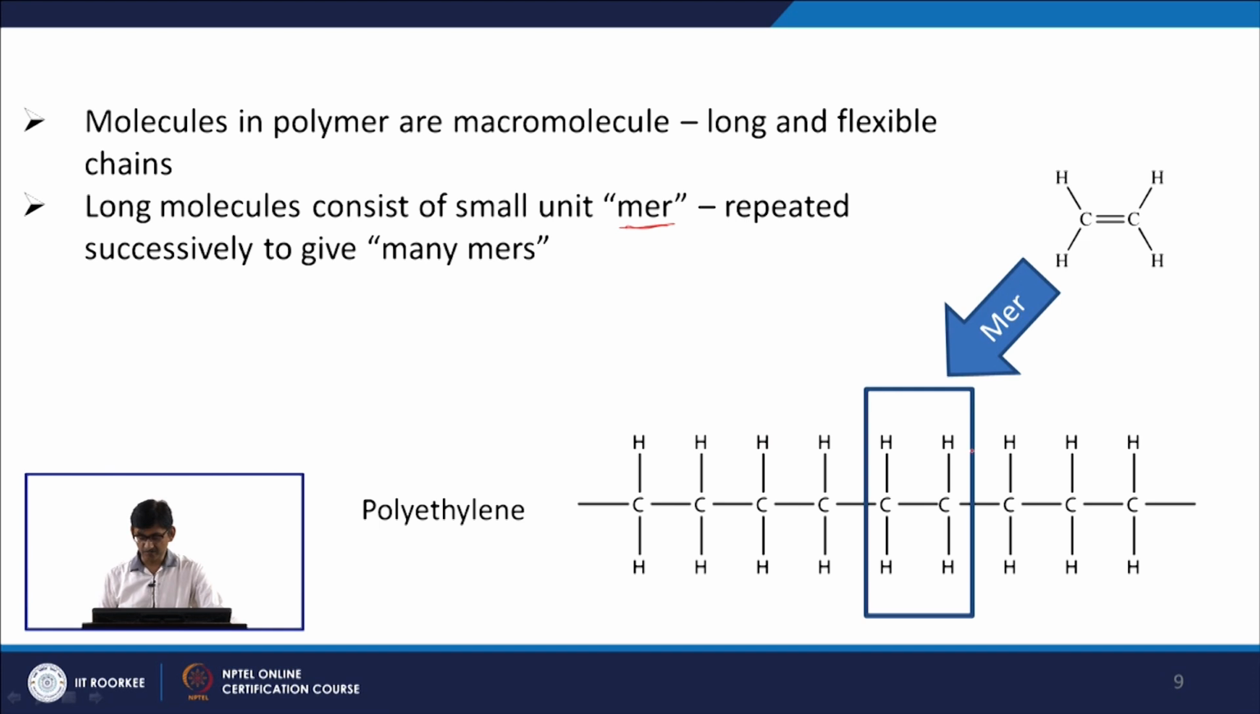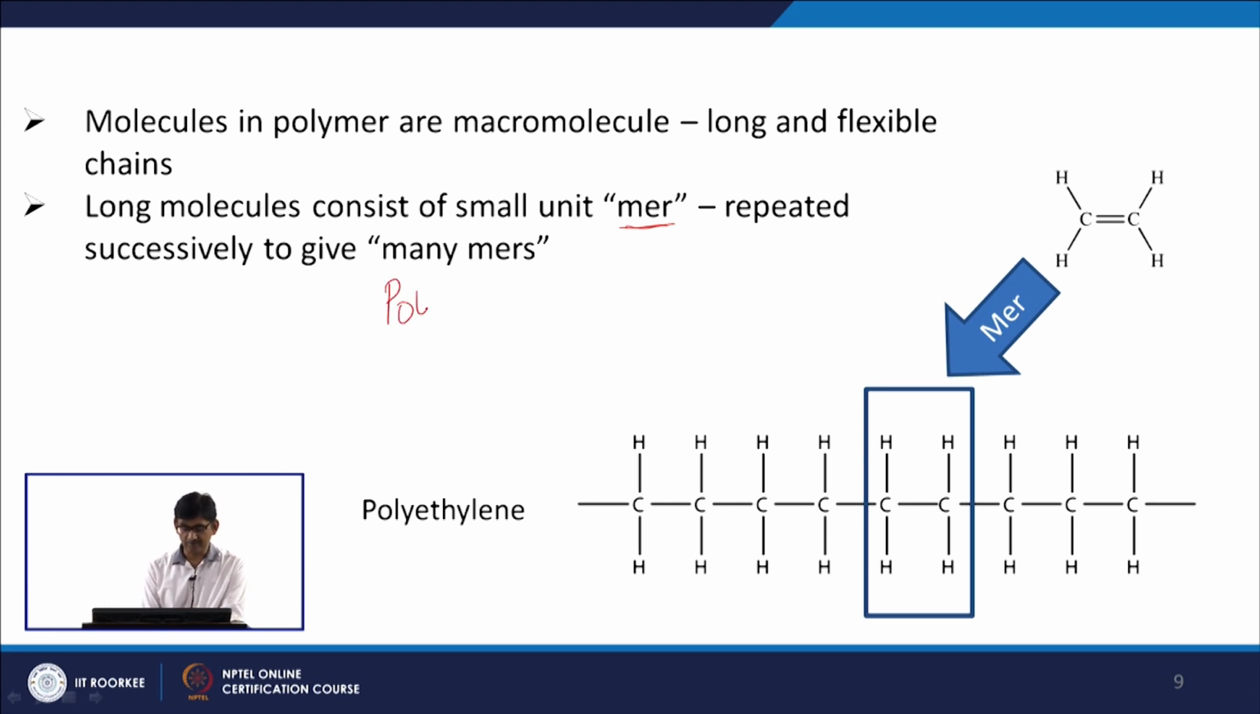One small unit can be shown here, which is basically an ethylene molecule. This is the mer: the 2 carbon atoms and 2 hydrogen atoms attached to each carbon atom. So, this is one single unit which can be repeated. One unit is shown here. This can now be repeated again and again to make a big chain of these small molecules, and make a big molecule. These are repeated successively to give many mers, and that is why these are called polymers.